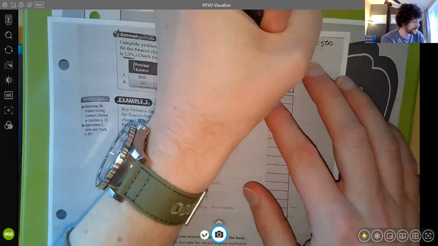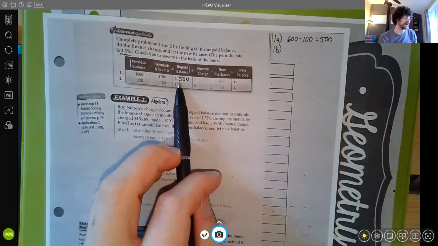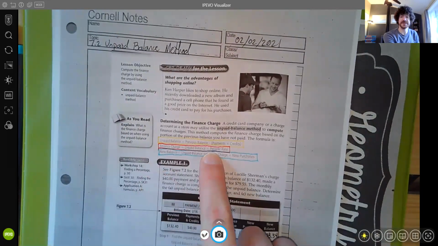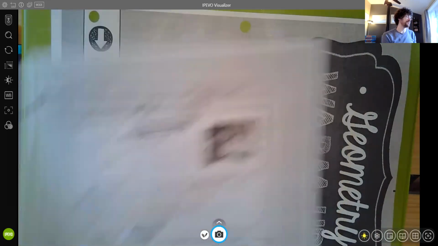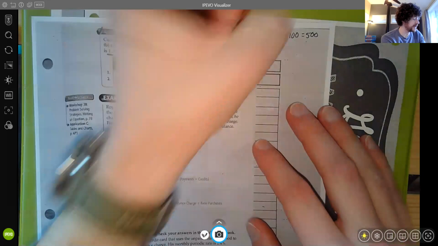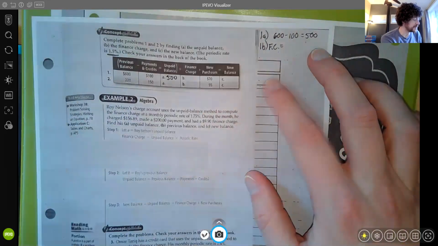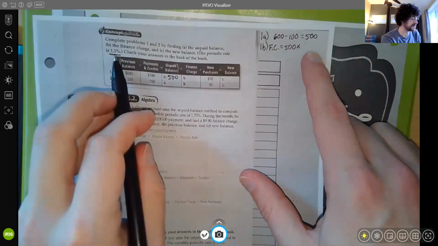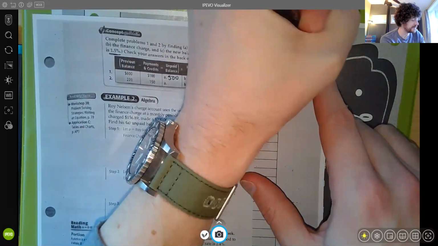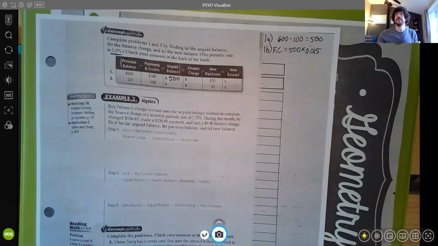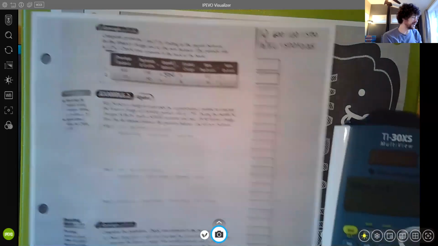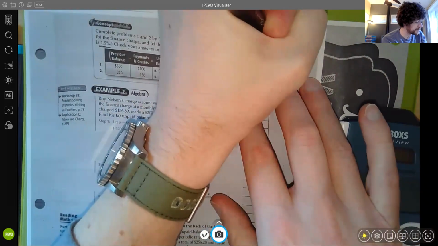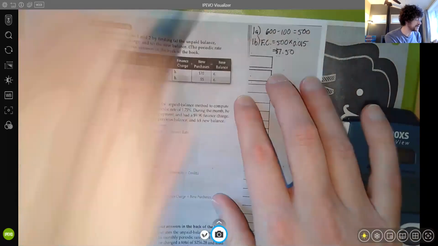For 1B, we have to take our unpaid balance and it gets multiplied. Here's our formula right here, unpaid balance times the periodic rate to get the finance charge. So 1B, finance charge equals the unpaid balance, 500, multiplied by the periodic rate, same as the first problem, 0.015. And we're looking at $7.50 for the finance charge on that one.